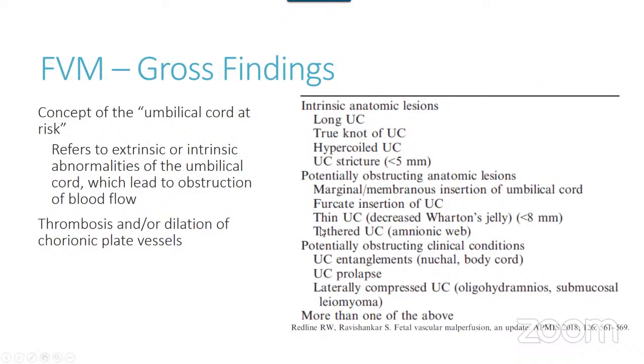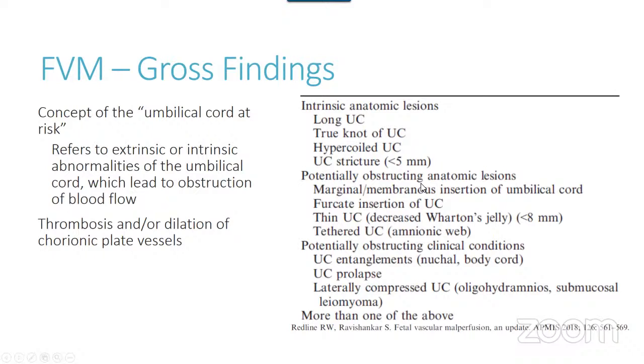The first two categories are ones that we can diagnose as pathologists because we can see it in the placenta as we're examining it. So these are things like a long cord, anything above 70 centimeters we consider to be a long cord. True knots of the cord, as I mentioned, a hypercoiled cord. Anything that's over 4 to 5 coils per 10 centimeters is considered to be hypercoiled. You can have a stricture, so less than 5 millimeters in diameter. Again, these are generally talking about late preterm to term placentas, which is where this disease usually occurs.